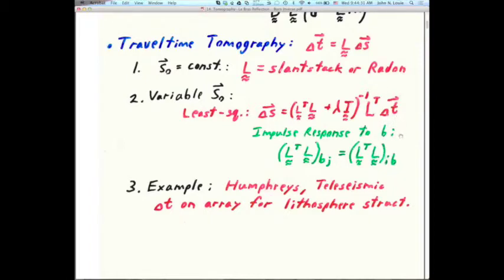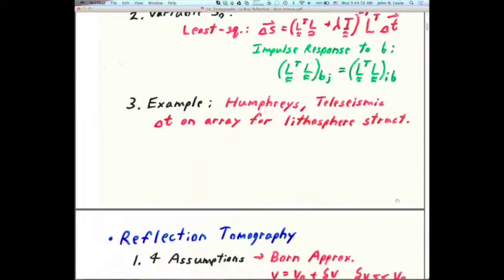The impulse response to one block at number b is just a row of L transpose L, and the impulse response is the same. The columns of L transpose L as well are impulse responses, point spread functions. Okay, so we saw the Humphreys example.